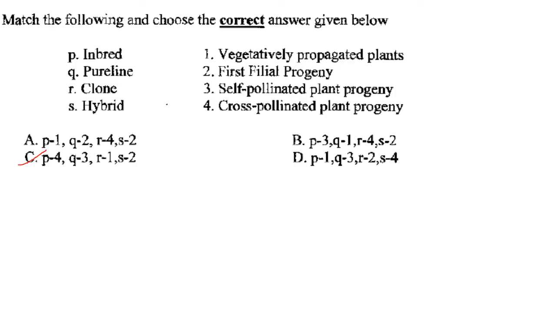Then next one. Match the following and choose the correct answer given below. Inbred is cross-pollinated plant progeny. P4. Pure line is self-pollinated plant progeny. Clone is vegetatively propagated plants. And hybrid is first filial progeny. So answer is option C, P4Q3R1S2.